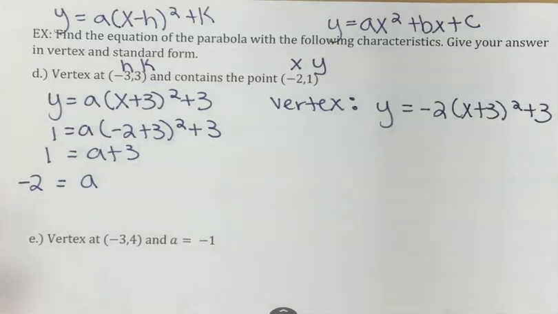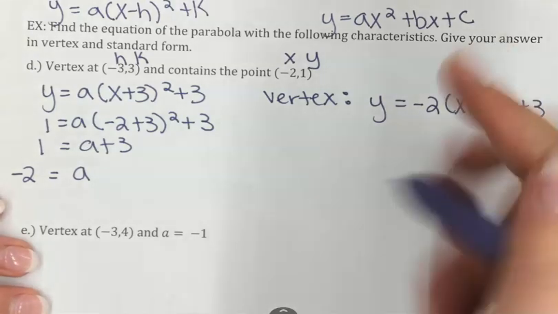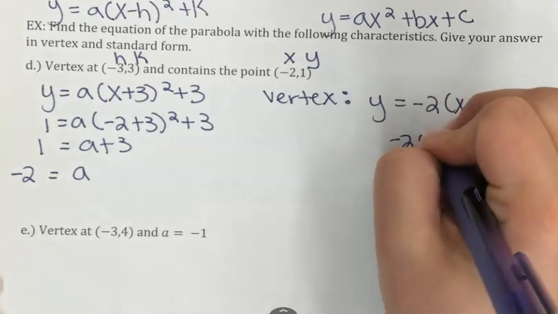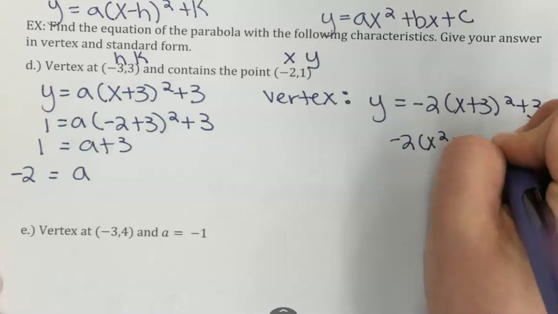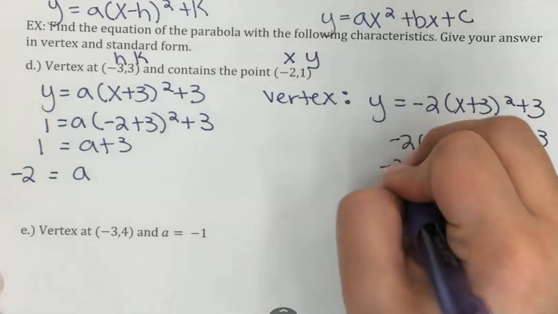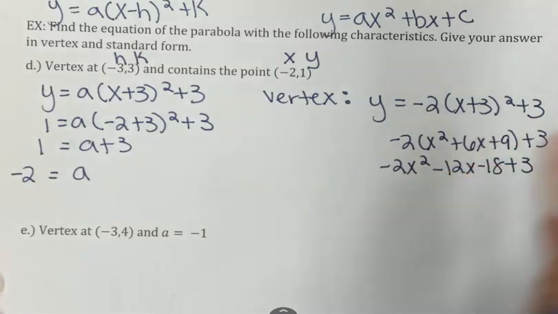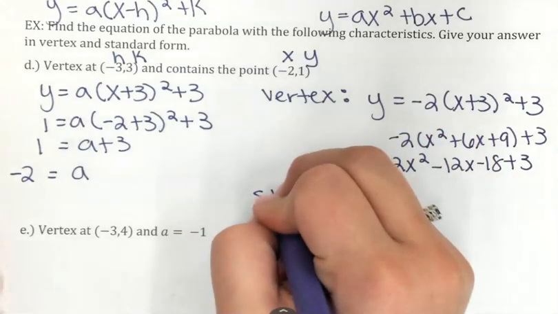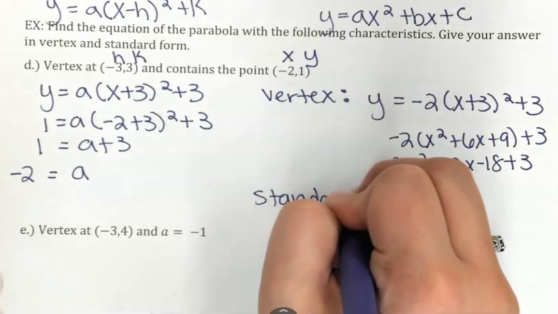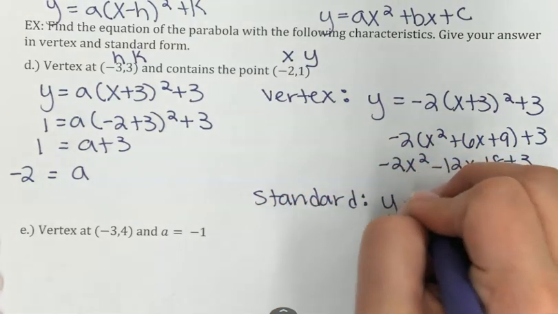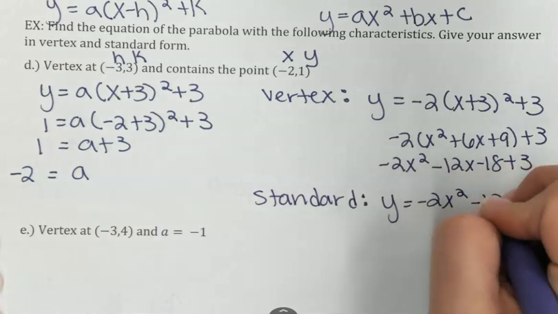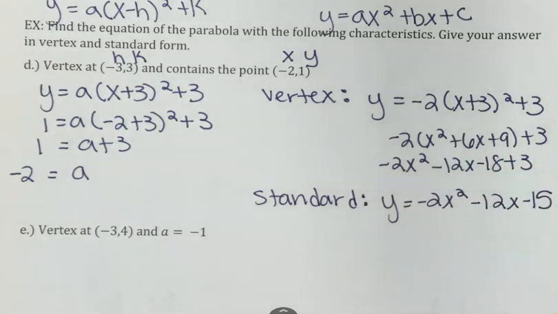To put that into standard form, you just need to expand it out. So start first by foiling, then distribute your negative 2, and then lastly just combine those like terms. So my standard form is negative 2x squared minus 12x minus 15.